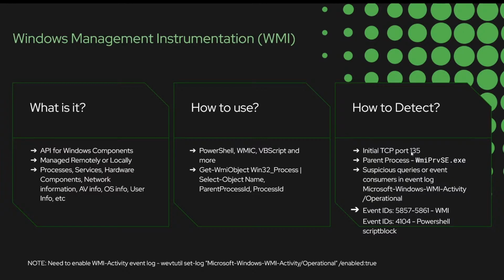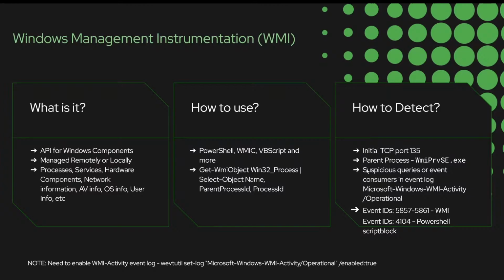Another thing with this is if we are using WMI to move laterally, the initial connection from the source to the destination goes to destination port 135. So if you see that initial connection followed by this process, that's a pretty good indicator that this was spawned remotely.